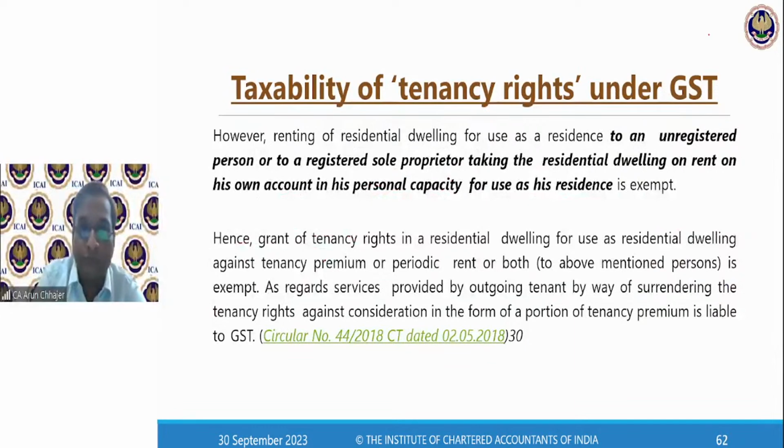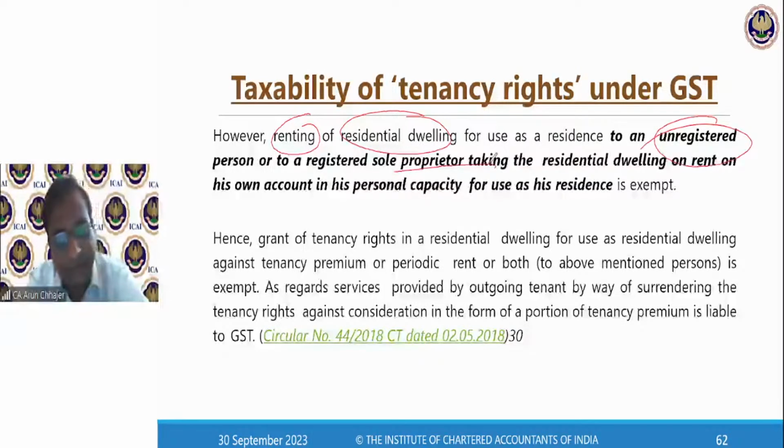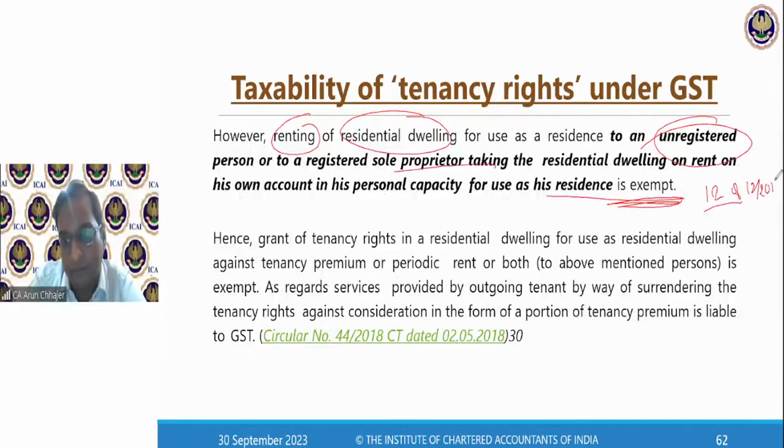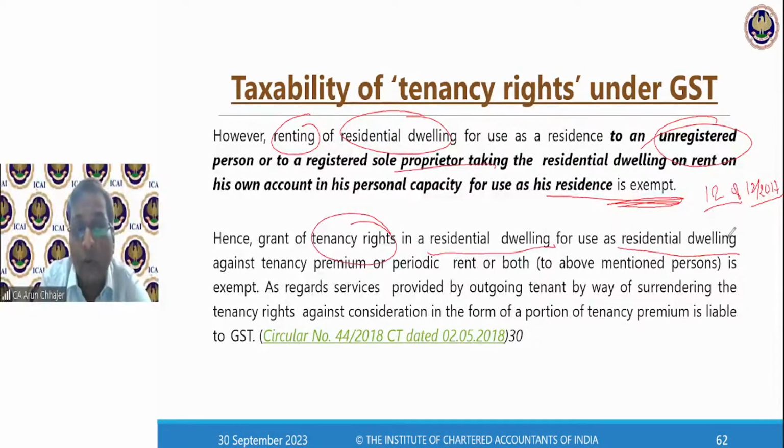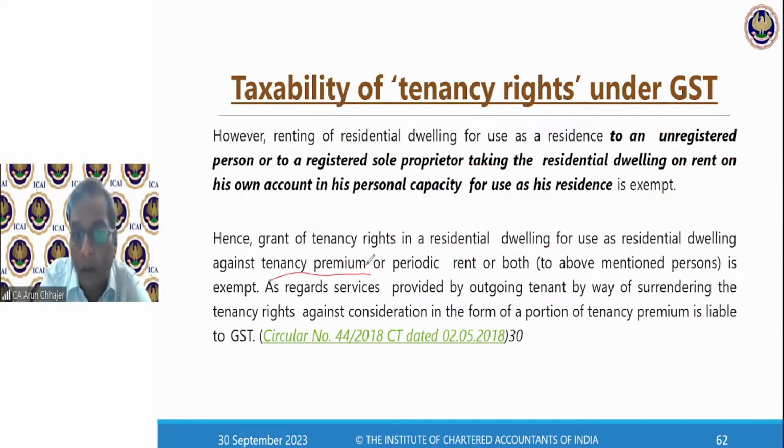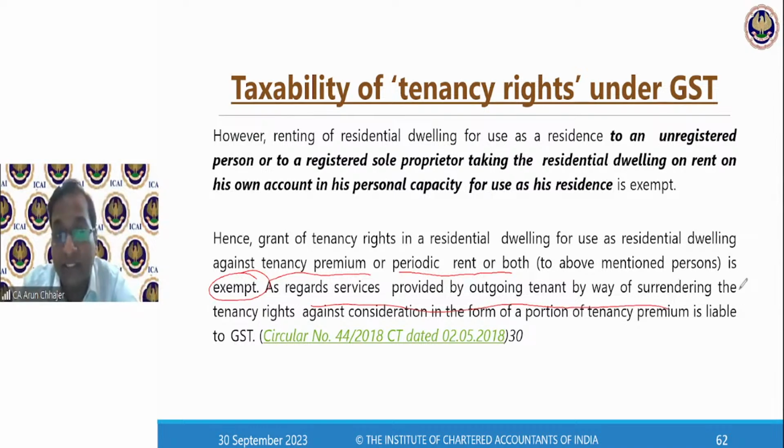Now, they have also discussed one of the exemption notifications. If the property is residential and has been rented to an unregistered person or to a proprietor, in that case that service itself would be exempted in GST. It is serial number 12 of Exemption Notification 12 of 2017. It says that grant of the tenancy right in a residential dwelling for use as a residential dwelling, against tenancy premium or periodic rent or both, is exempted in GST, as regards service provided by the outgoing tenant by way of surrendering the right.